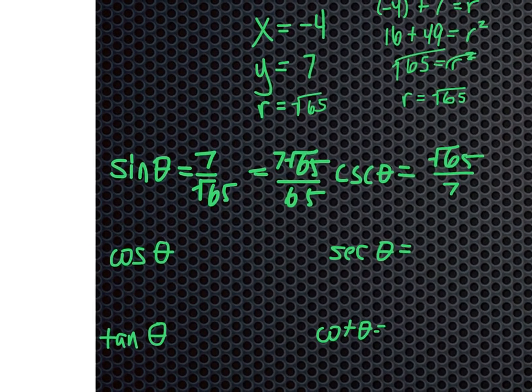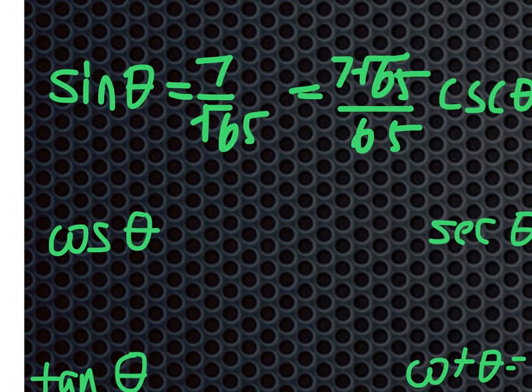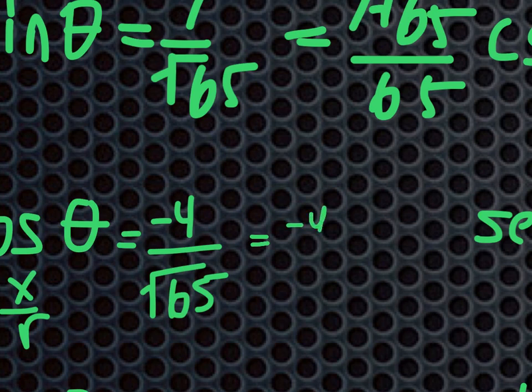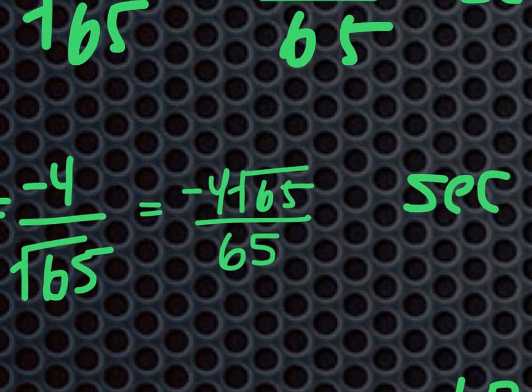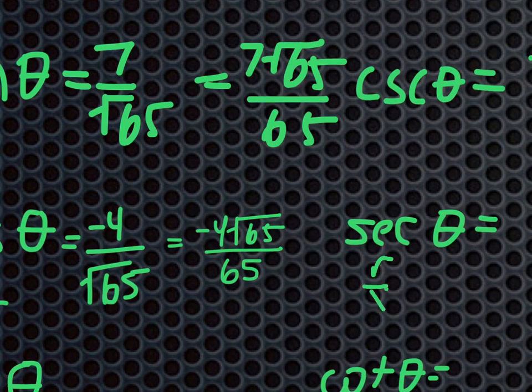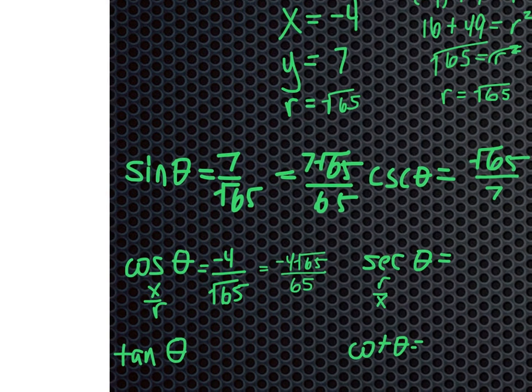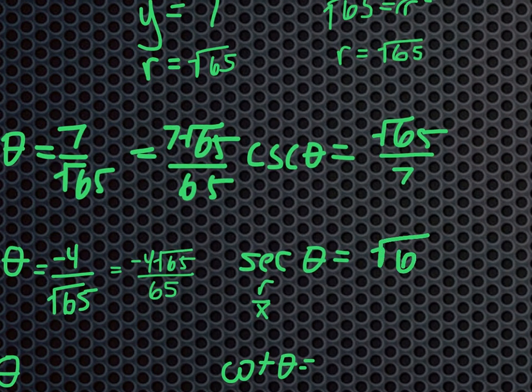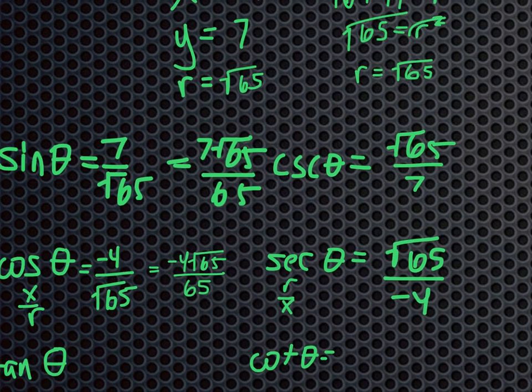Cosine, what over what? So it's negative 4 over root 65. It's x over r. Can I leave it like that? No, we have to rationalize top and bottom by root 65. So this ends up being negative 4 root 65 over 65, right? So if my cosine is x over r, my secant is r over x. Well, what's the r? Root 65 over what? Negative 4.